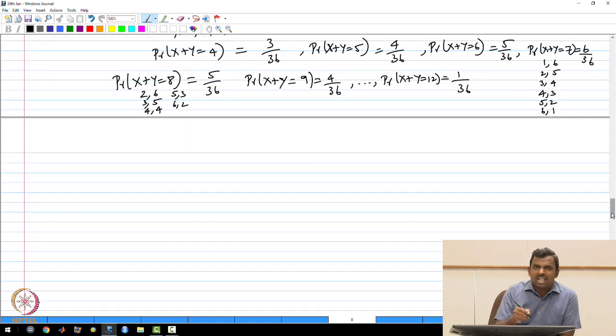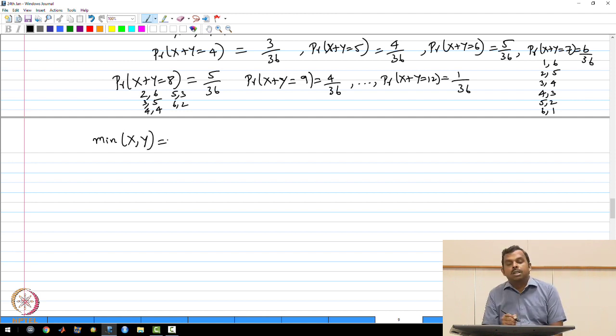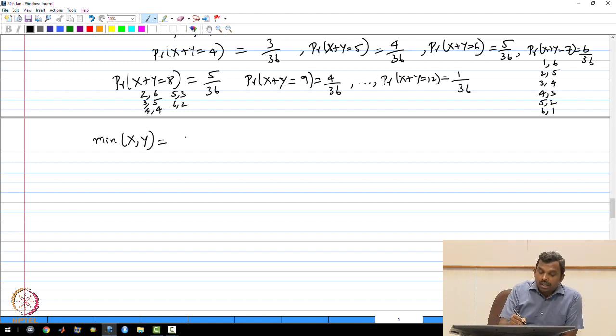So let's look at a slightly more interesting function. Let's say min of x, y. If you think about it, x takes values from 1 to 6, and y takes values from 1 to 6. The min of x, y will take values 1, 2, 3, 4, 5, 6. Right? So these are the possibilities for min of x, y. And then you have to ask the question, what's the probability that min of x, y equals 1?